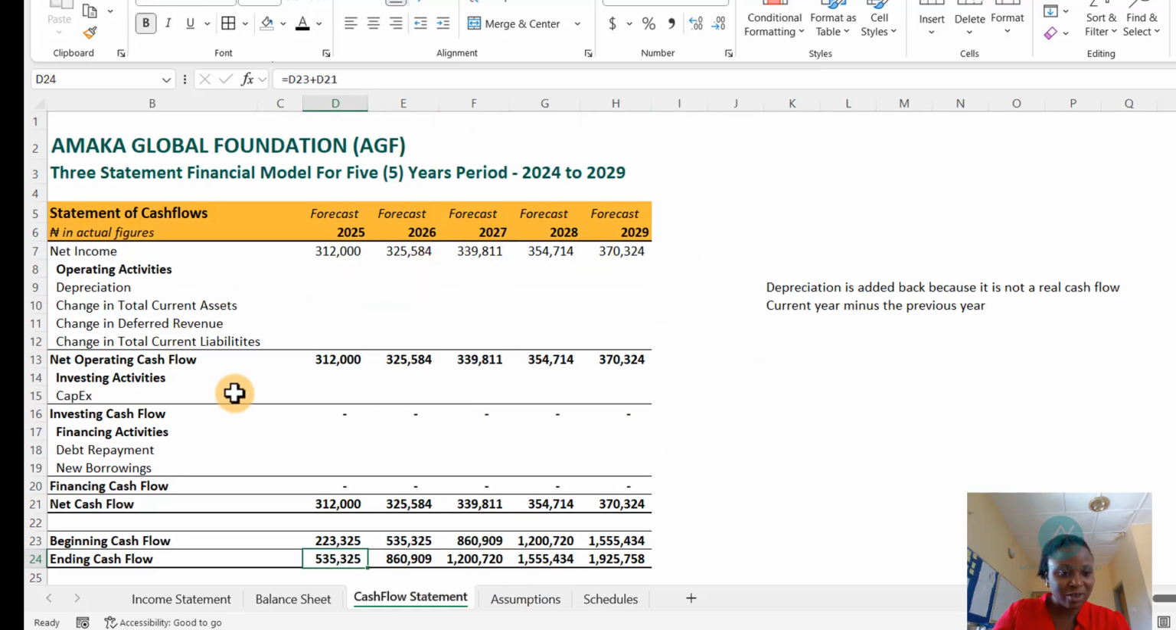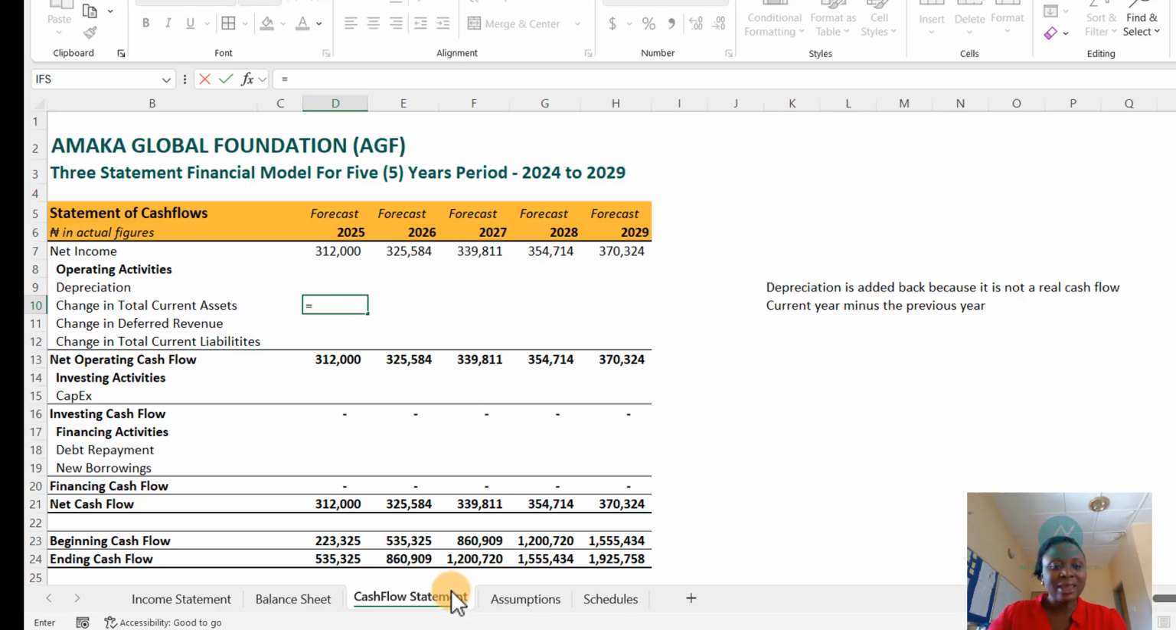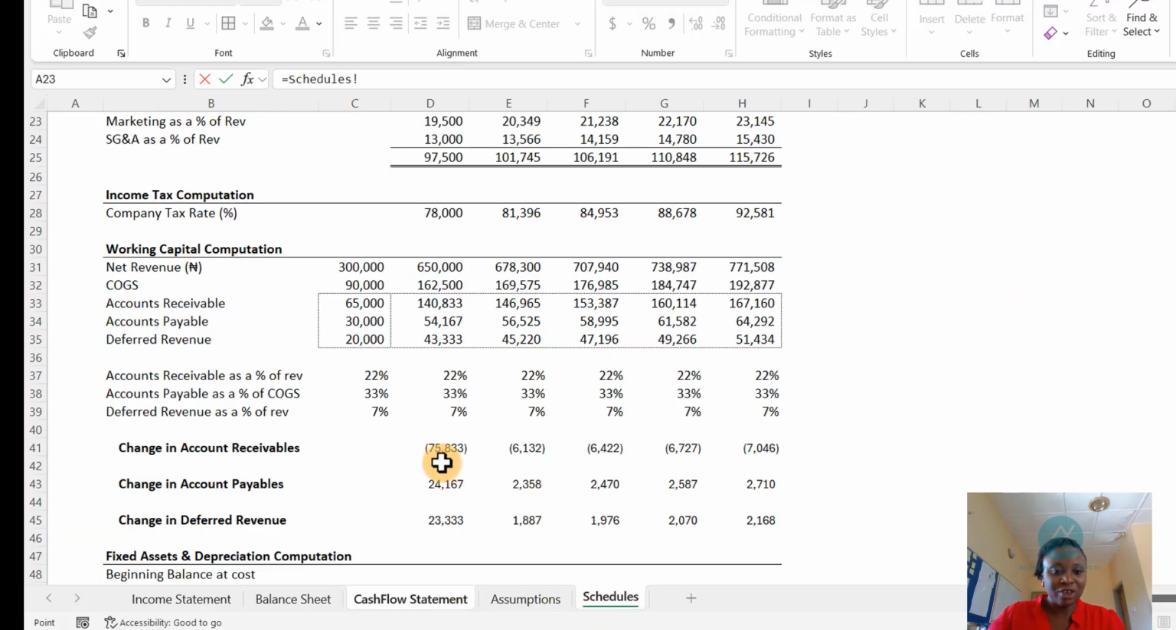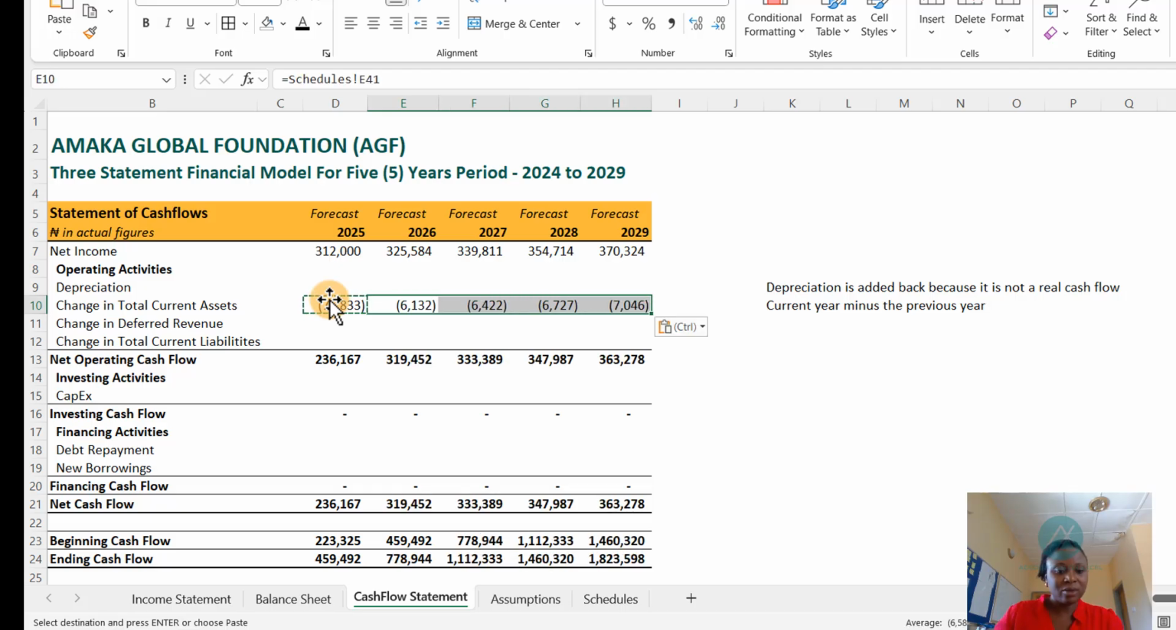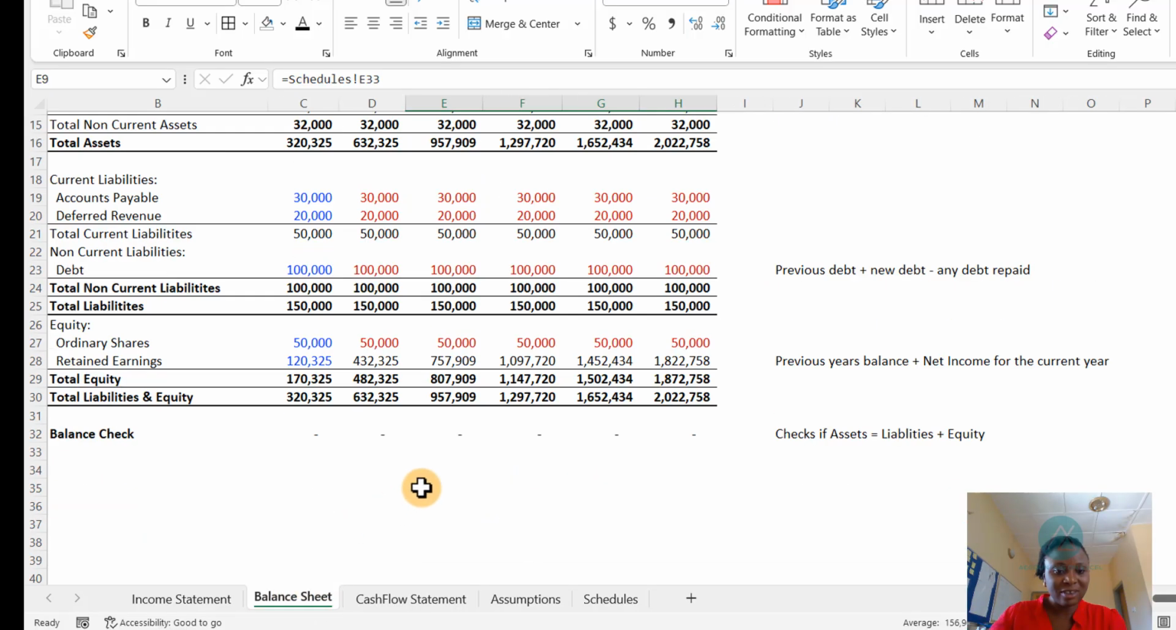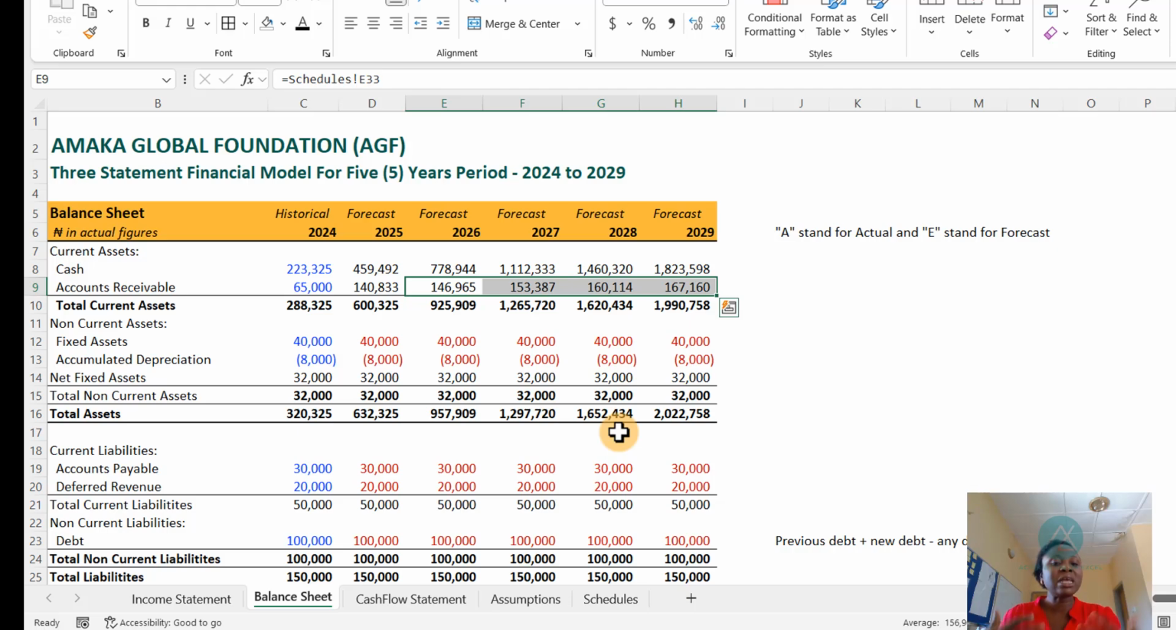So you come to your cash flow statement. You see where we have change in total current assets. So our only total current asset is account receivable. So you go there and pick that particular change, right? When you pick it, you copy and paste to the right. So notice, let's go back to the balance sheet. Notice it balanced off.